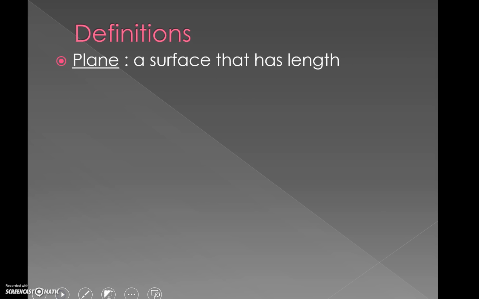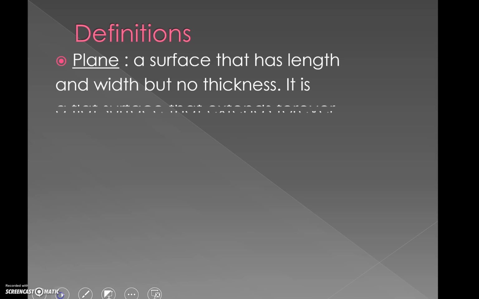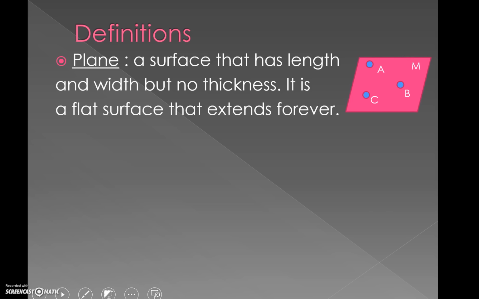The next definition that we have is a plane. A plane is a surface that has length and it has width, but it still has no thickness. It is a flat surface, and that extends on forever. Now, when we draw these, we typically only draw it going to a certain point. We don't actually show it going on forever. We don't have arrows to show it goes on forever. It's just understood that it does go on forever.